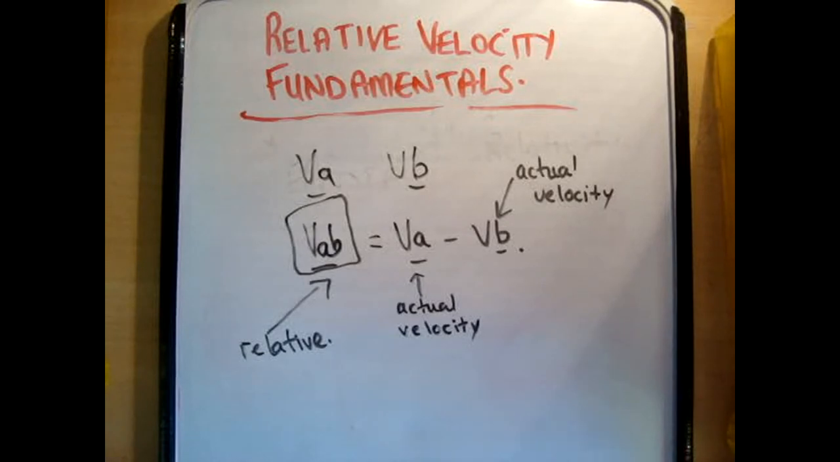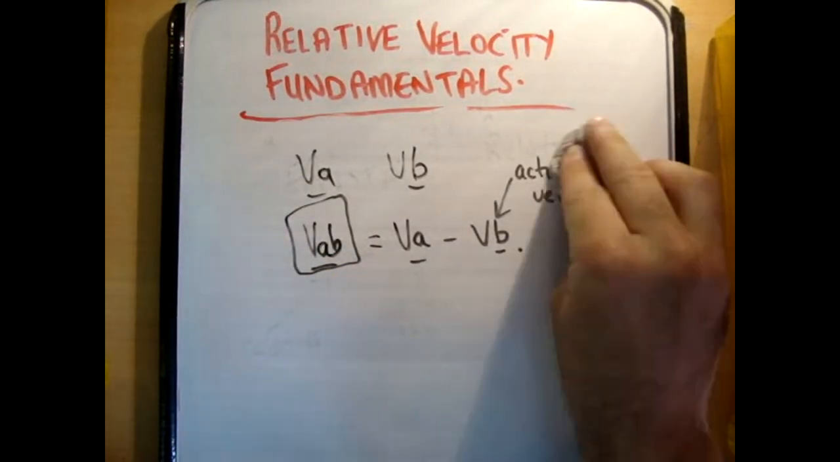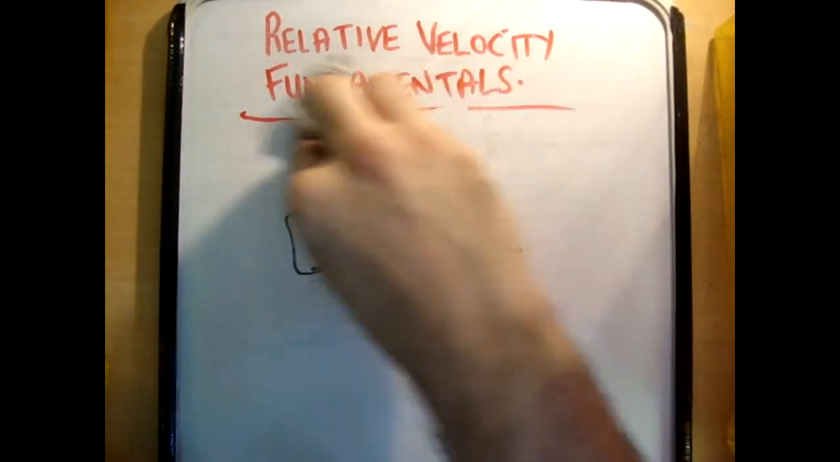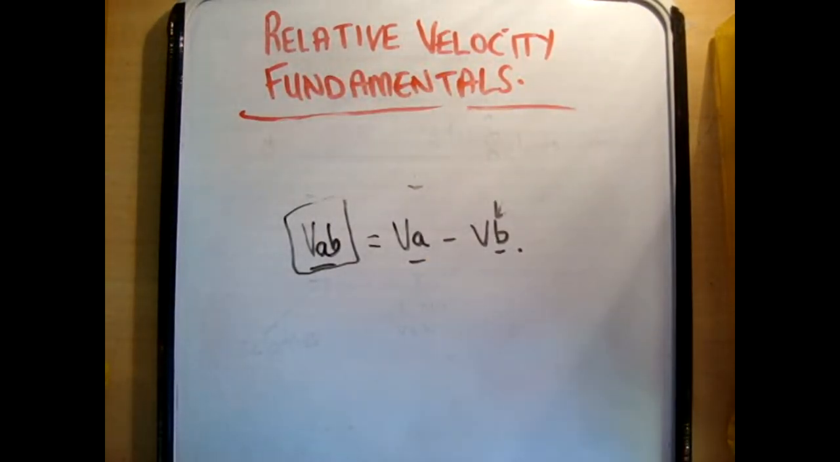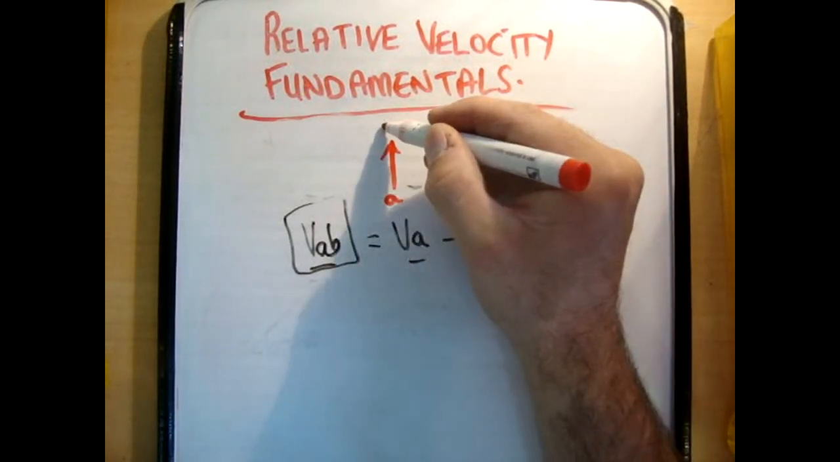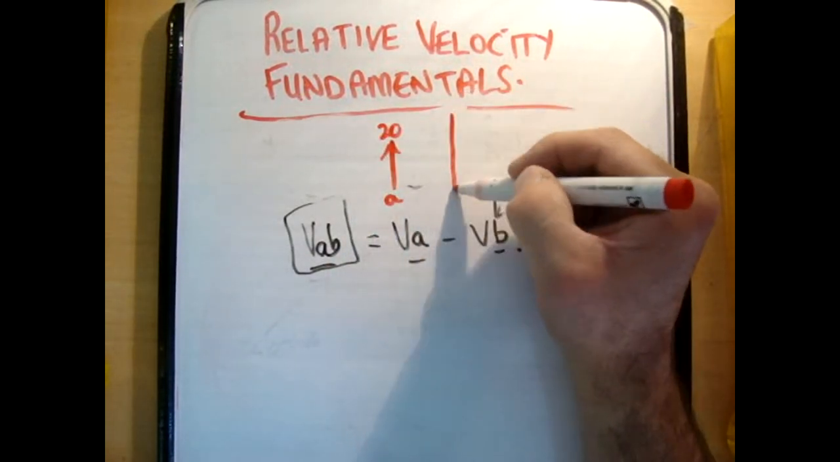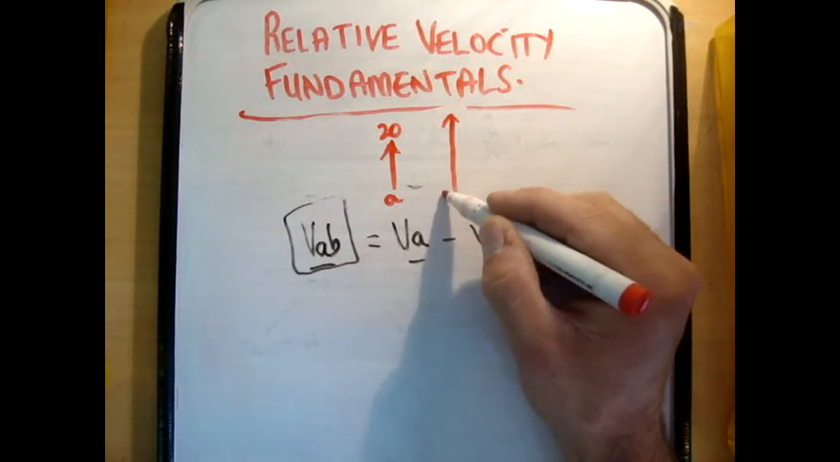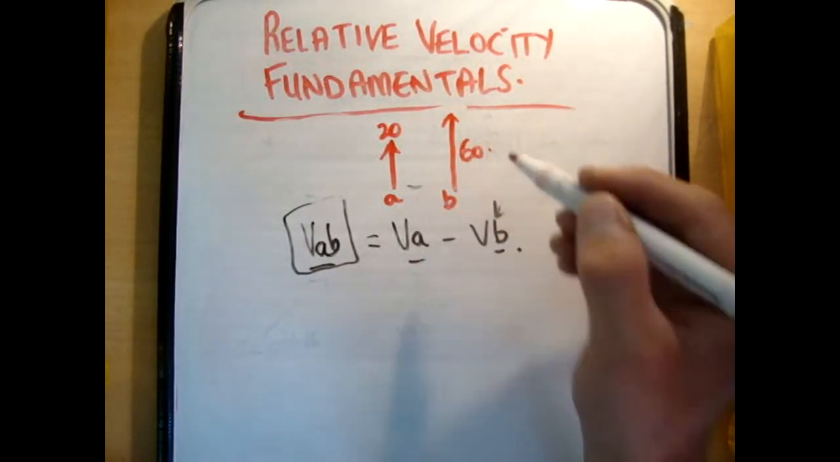Alright, so how do we work out which is which? What is A and what is B? Well, let's see if we can analyze this first of all to find out for ourselves. If I said car A was moving this way, that's car A moving at, we'll say, 20. And this is car B. Now, I know the vector should be longer, but it doesn't matter. We'll say this is going at 60.